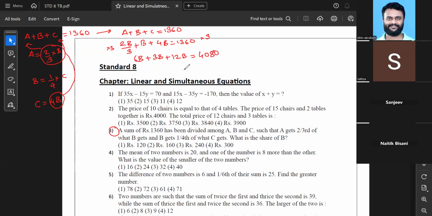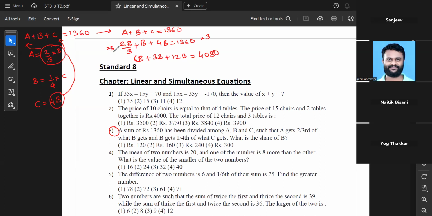Sir, can you repeat the second last step? Yeah, sure. So what did I do? Instead of A, I substituted something, instead of B only. Instead of C, I substituted something. Now it's 2 upon 3. So this denominator 3 I'm trying to eliminate. So how to eliminate? I multiplied it by 3. Multiplying by 3, 3 and 3 get cancelled and the denominator vanishes. So for that I multiplied by 3.